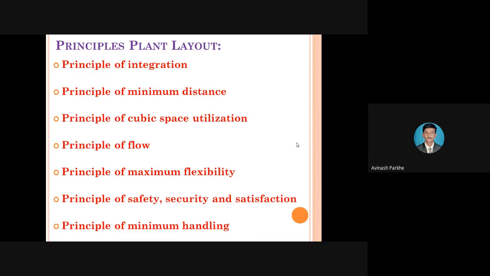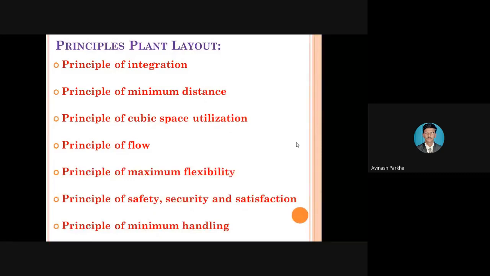Why is it called cubic space? Cubic means the cube, it has three dimensions: length, width, and depth. So whatever space is available in the industry, we have to utilize that space in all three dimensions. We have to use the space of the right side, left side, top side, bottom side. Maximum times, whatever the height of the industry is, that height also we can utilize for some types of applications.